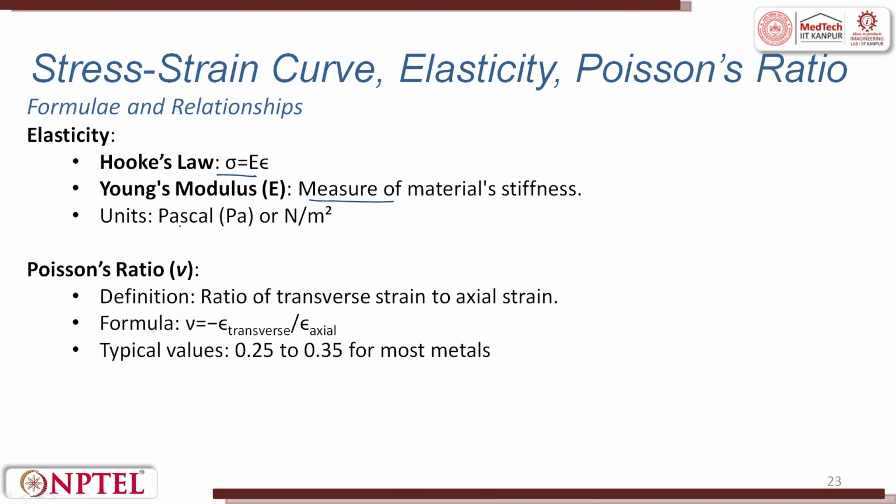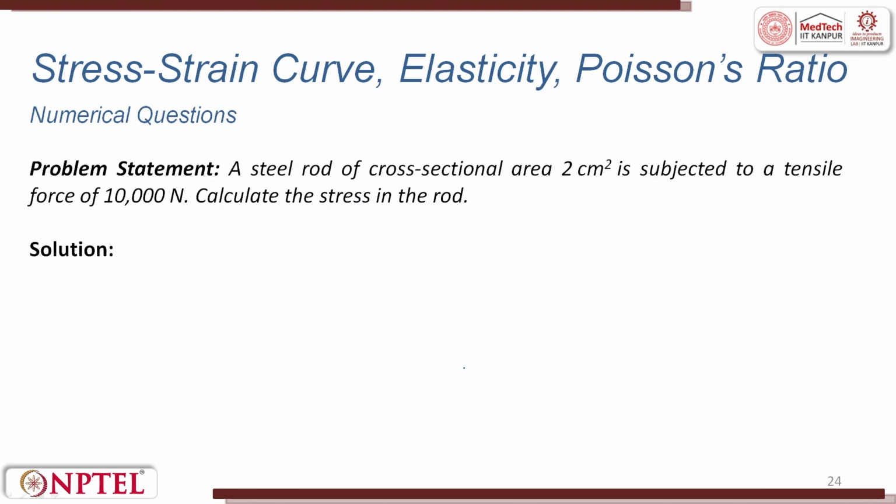Next is Poisson's ratio. The definition is the ratio of transverse strain to axial strain. So the transverse strain to axial strain ratio is Poisson's ratio. Typical values are 0.25 to 0.35 for most metals. Let us try to see some problem statements on this.